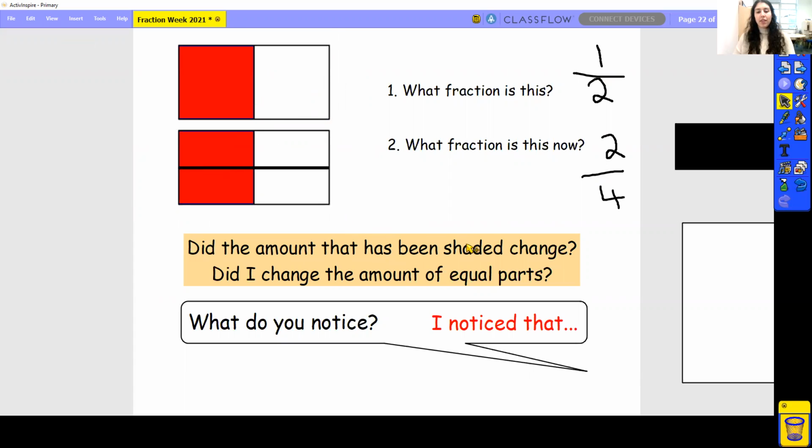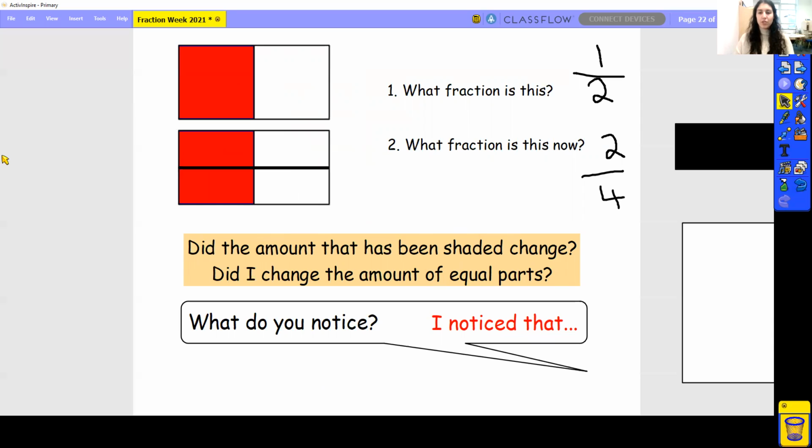Did the amount that has been shaded change? And did I change the amount of equal parts? So I'd like you to tell me what you noticed thinking about these question prompts. Did the amount that has been shaded change? Did the amount of equal parts in the whole change? What do you notice? Pause the video and share your answer.